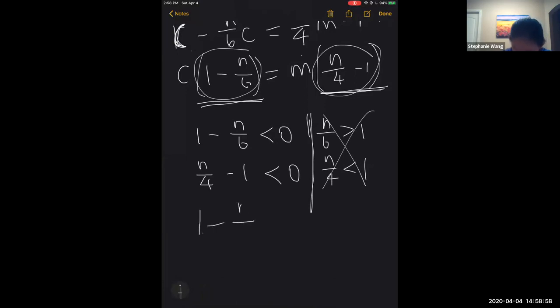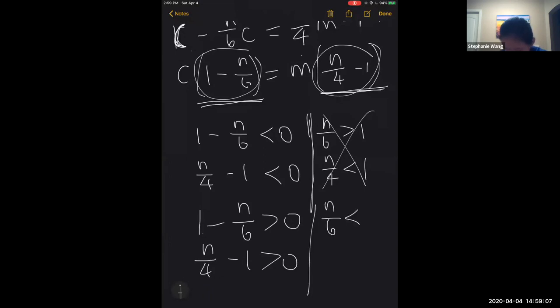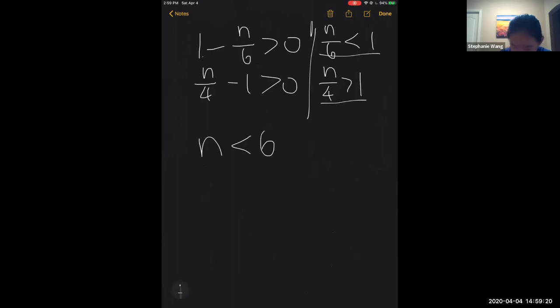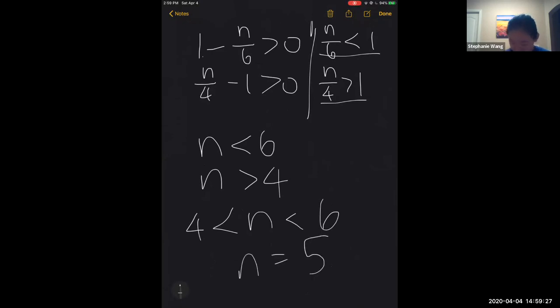So if they're both positive, 1 minus n over 6 is greater than 0, and n over 4 minus 1 is also greater than 0. So over here we get n over 6 is less than 1, and over here we get n over 4 is greater than 1. And then if we just multiply both sides by 6, over here we get n is less than 6, and over here we get n is greater than 4. So n is greater than 4, but n is less than 6, so n's got to be 5. So that's the number of people in her household.